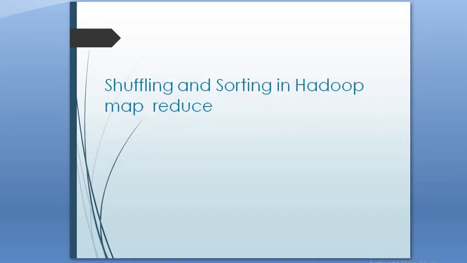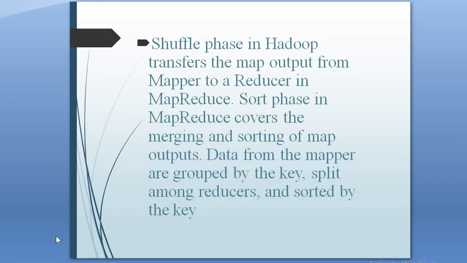Now we are going to see the fifth unit, Shuffling and Sorting in Hadoop MapReduce. So how the shuffling and sorting process goes on in the Hadoop distributed file system. The shuffle phase in Hadoop transfers the map output from the mapper to a reducer in MapReduce. The sort phase covers the merging and sorting of map outputs. Data from the mapper are grouped by the key, split among reducers and sorted by the key.